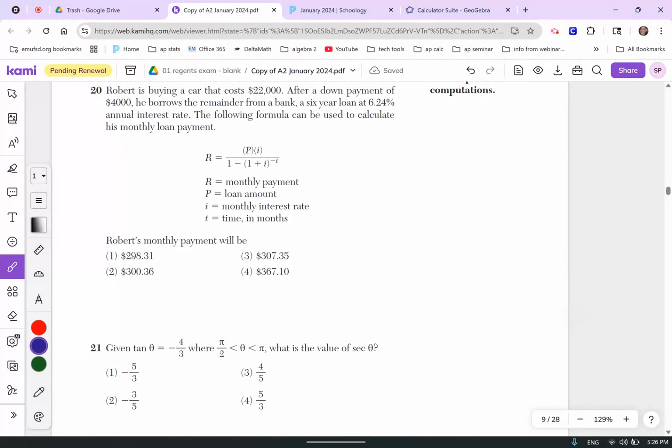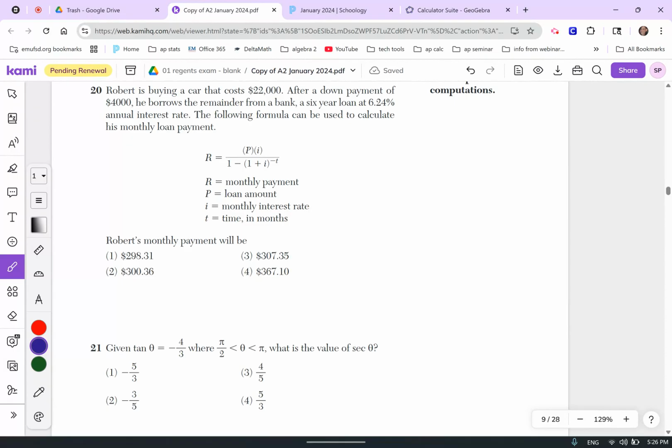I'm going to go over some additional problems from the January 2024 Regents. I'm going to start off with number 20, and these are the mortgage application problems. They tell you Rob is buying a car that costs $22,000 with a down payment of $4,000. He borrows the remainder from the bank.